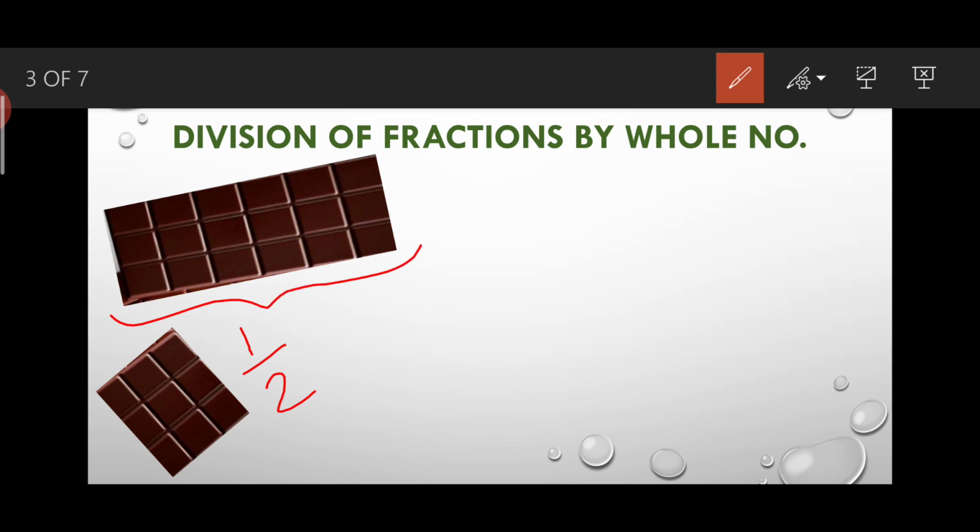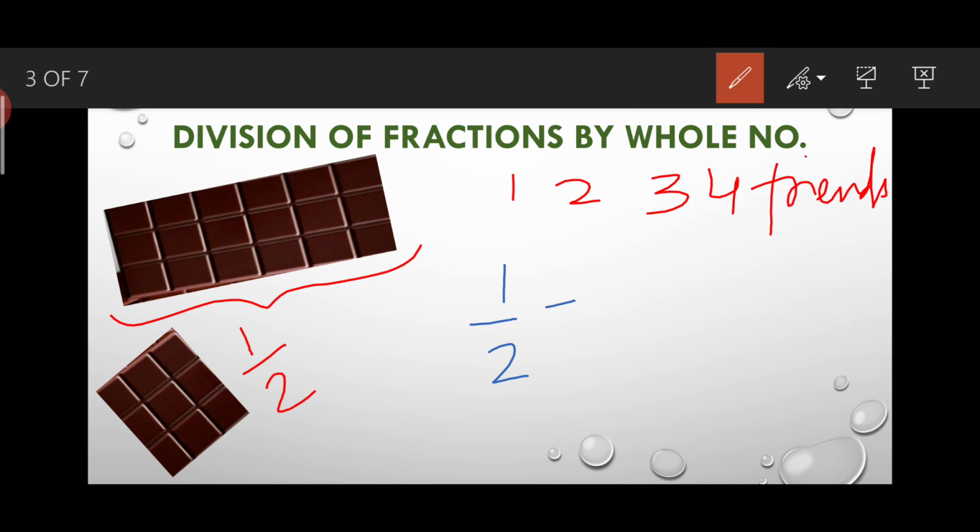Now let us say four of your friends, 1, 2, 3, and 4, come to your home and they also want a piece of chocolate from your portion, so you obviously have to divide your half chocolate among your four friends. So for this, what will you do? You will divide that half portion of chocolate into four people. Okay.